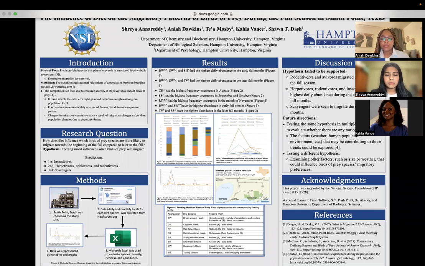At Smith Point, Texas, a group of observers and the official counter went out every day of the fall season, starting from August 15th to November 30th. Their observation time usually started at 6 in the morning and ended at 1500. In that period, the observers would count and identify the different migratory birds that they observed, and they recorded the weather forecasts, visitors, different things like that. And they repeated this step every day of the fall season that they would go and observe at that specific site.